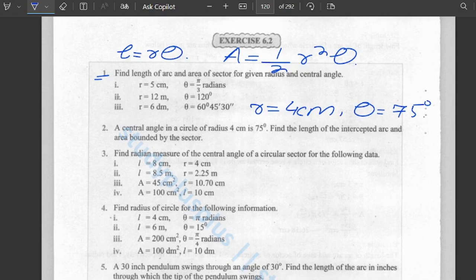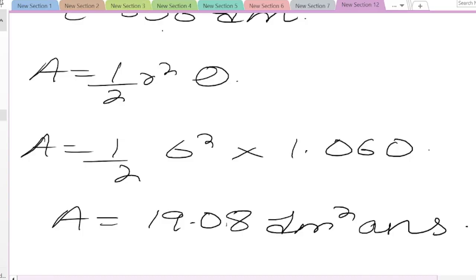So what can we find? We need to find the length, and then we need to find the area. So we're gonna do the same stuff, but before applying the formula, we're gonna convert the 75 degree into radian measure. So let's write that.